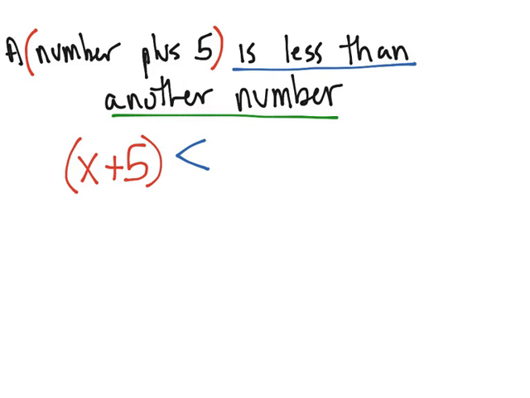This is where it gets really interesting. While we do start out with a number plus 5, now we're talking about another number. Whenever one of these problems talks about another number, it means that we're going to have to use a variable that is different than our original variable. Since I've already used x here, we're going to use y to represent another number. So in this case, a number plus 5 is less than another number becomes x plus 5 is less than y.